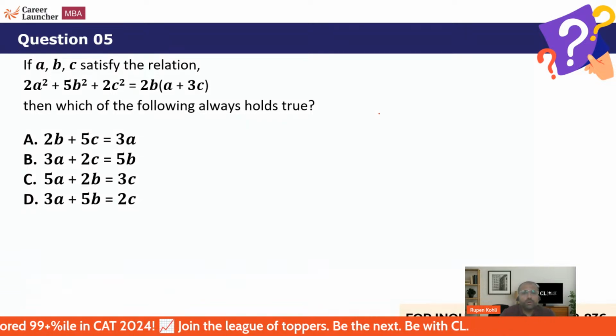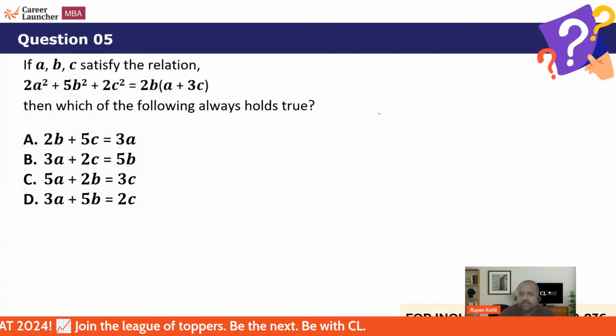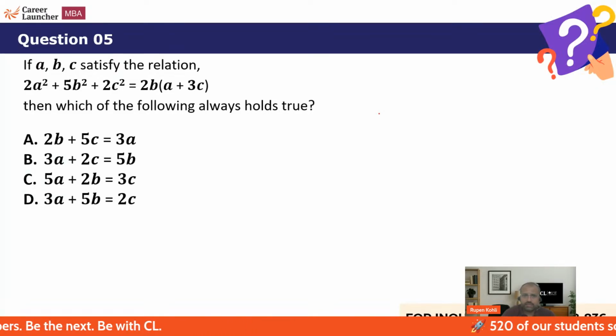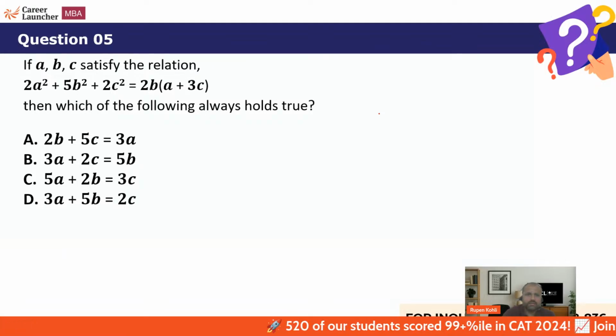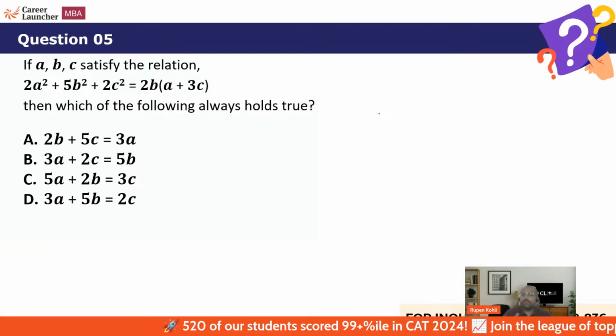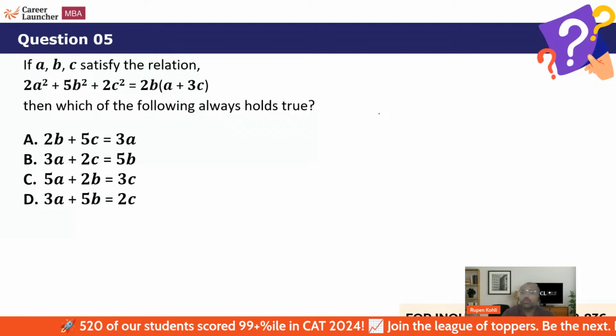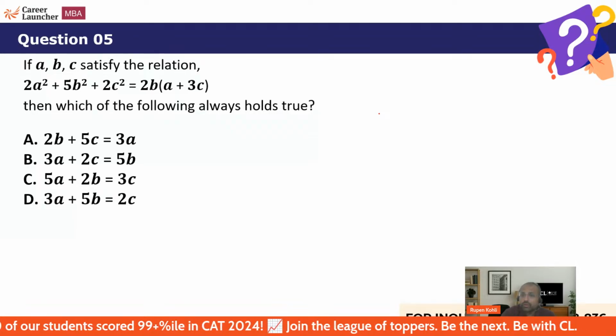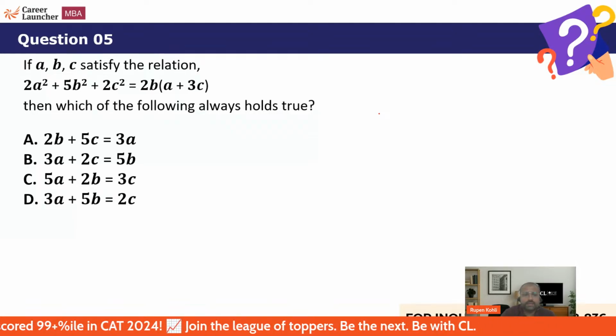Another problem in a similar style. You can again see there are three variables, there is a single equation about them, and the question is asking something. Obviously here we have to track from the options what could be the answer. We don't have to solve for anything as such.